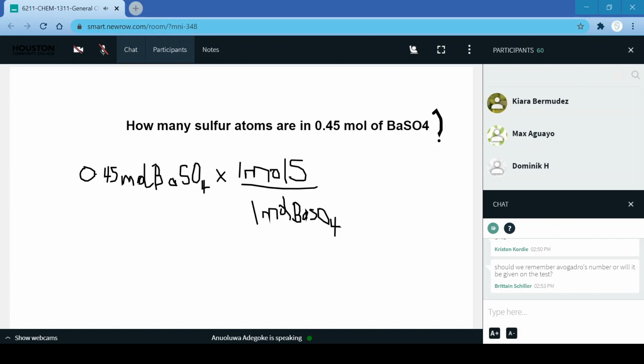Now they're asking us how many sulfur atoms. So we are not done with this setup, okay? We are basically trying to convert moles of barium sulfate to atoms of sulfur. So we say that 1 mole of sulfur, this is when we use our Avogadro's number, contains 6.02 times 10 to the 23 atoms of sulfur.